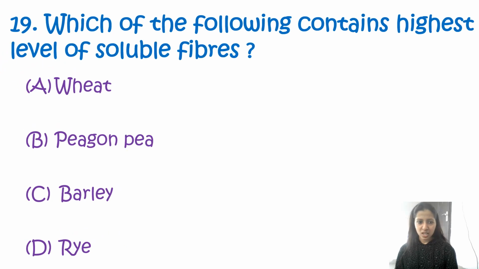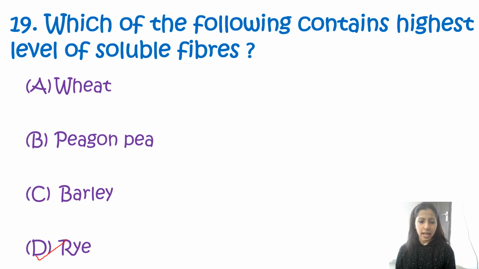Question number 19. Which among the following contains highest level of soluble fibers? Option A, wheat, option B, pigeon pea, option C, barley, option D, rye. So highest level of soluble fibers, option number D, that is rye. It contains the highest level of soluble fibers.